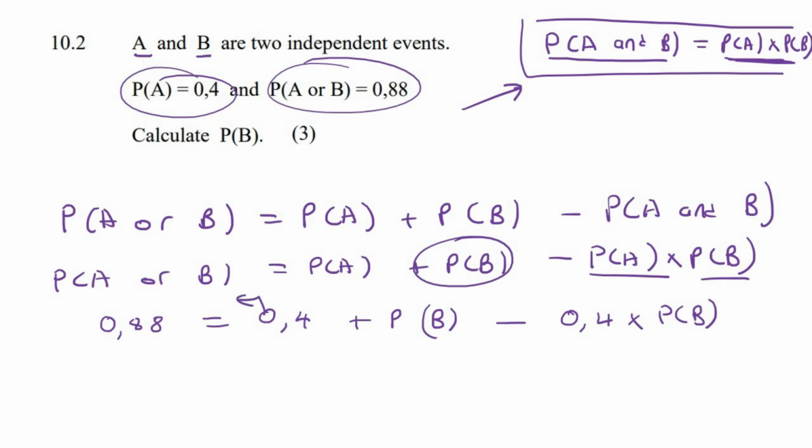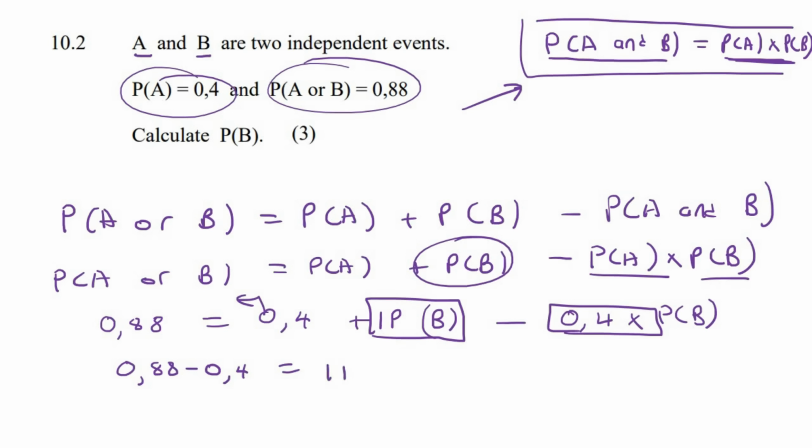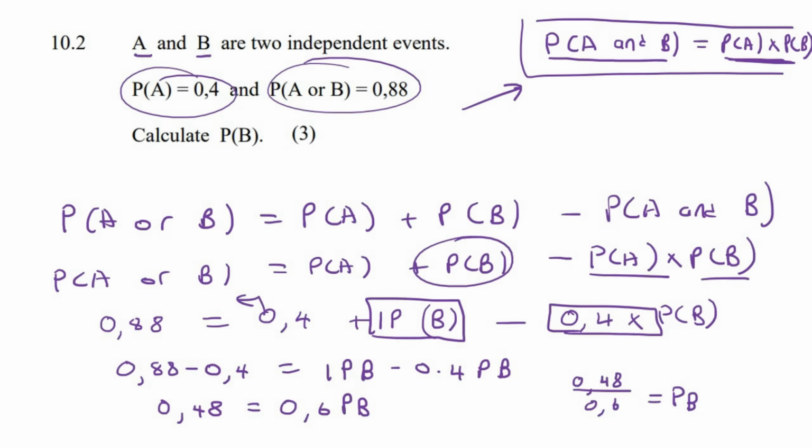So we can take this 0.4 over. So it becomes 0.88 take away 0.4. Here we have 1 P of B. And here we have 0.4 P of B. So we're going to say 1 P(B) take away 0.4 P(B). And so you're going to end up with 0.48 on this side and 0.6 on this side. And so if you had to divide both sides by 0.6, you're going to end up with 0.48 over 0.6, and that would be a final answer of 0.8.